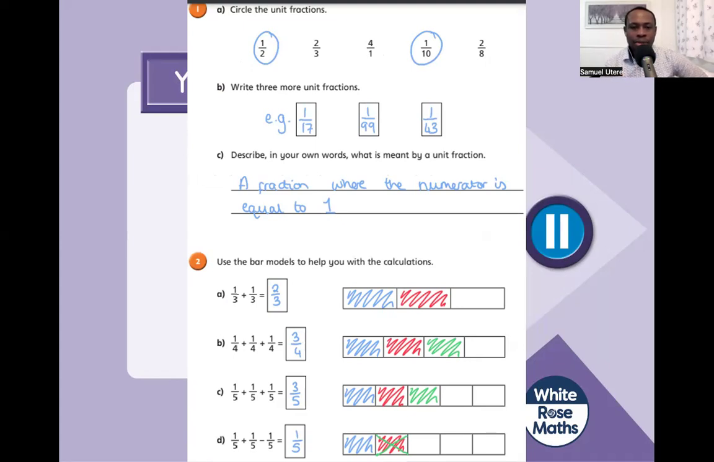Next, you're asked to describe in your own words what is meant by a unit fraction. It is a fraction where the numerator is equal to 1. Next, you're asked to use the bar model to help you with the calculations. So here we have unit fractions being represented, and the calculation should be really straightforward.